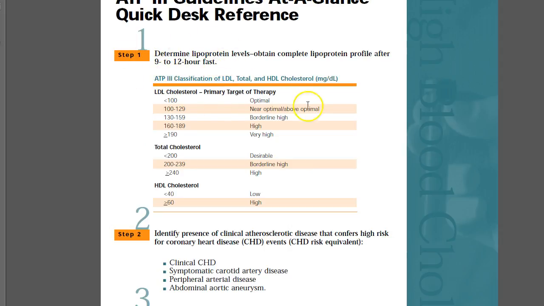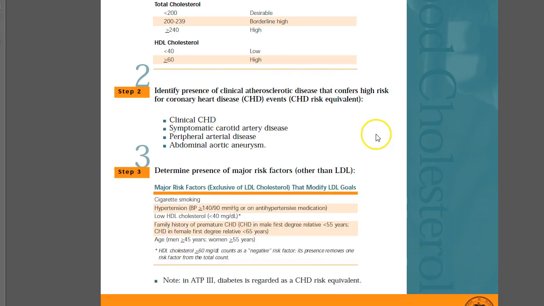You can get away with a 6-hour fast, but for testing purposes or a board question, it needs to be 9 to 12 hours, and it defines your primary targets for your LDL, which we know is your bad cholesterol, L standing for loser, your total cholesterol, HDL being good cholesterol. So then you identify the presence of any atherosclerotic cardiovascular disease or risk equivalent.